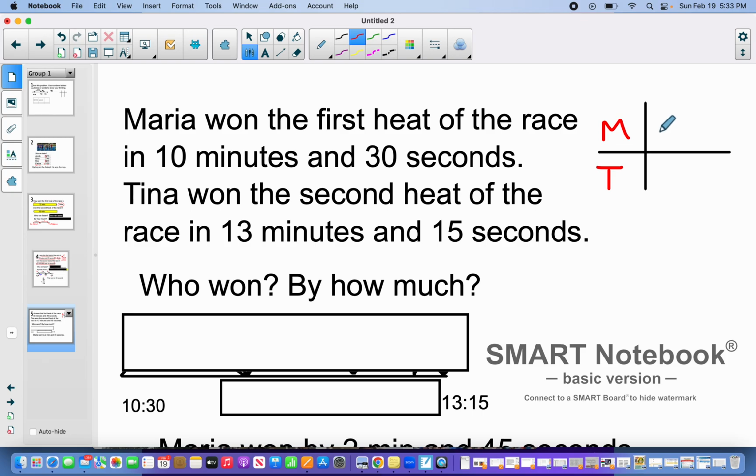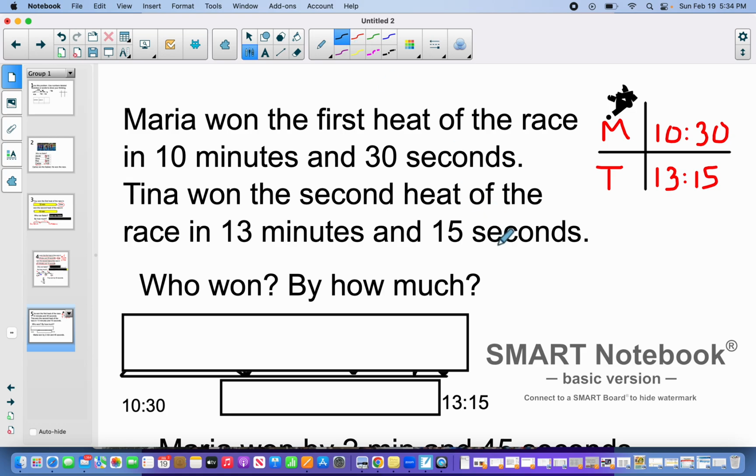Okay, so Maria, 10 minutes. The colon separates the seconds, that's 30 seconds. And then Tina was 13 minutes. So pause after I'm done writing this and see if you can tell us who won the race. Okay, hope you paused. Welcome back. If you said Maria, you're correct because she had the fastest time.